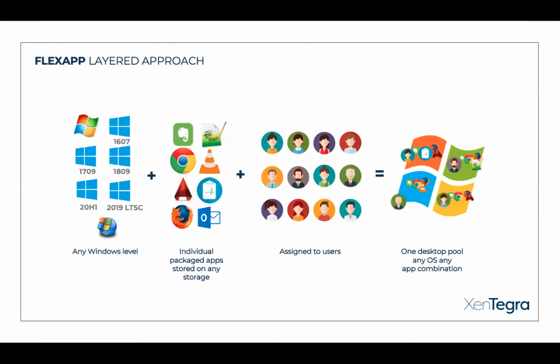So this is the FlexApp layered approach, right? It's really taking any Windows OS level, apps packaged individually and stored in a CIFS share or some sort of object-based cloud storage. We assign these to users, and at that point, we create a desktop pool utilizing any OS or any app combination, really being able to target our users, right? Giving them the applications they need. And again, being able to layer that either at boot, logon time, or click to layer.